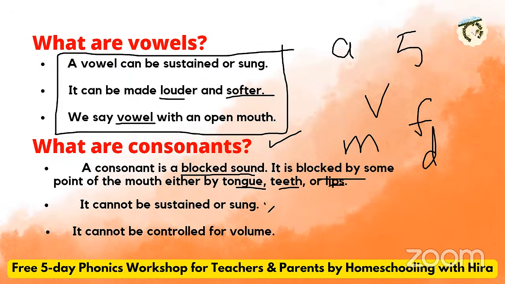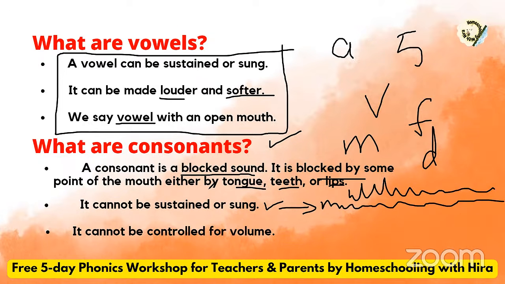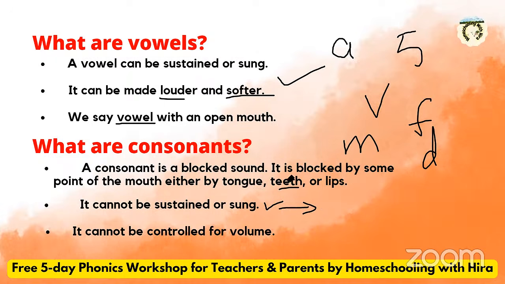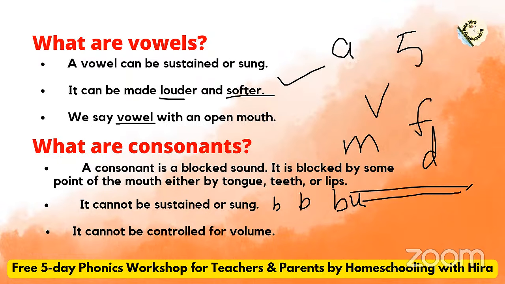They cannot be sustained. Some of them can be sustained, like oh. But to make them a vowel, they should follow all these features. So if they are only following one thing, that can be sustained, most of the consonants can't be sustained. They cannot be sung. For example, try to sing the letter B. Say b, b, b, b. You will have bumps. You will have breaks. Unless you say ba, you will make the sound long, but you cannot make the b sound long.